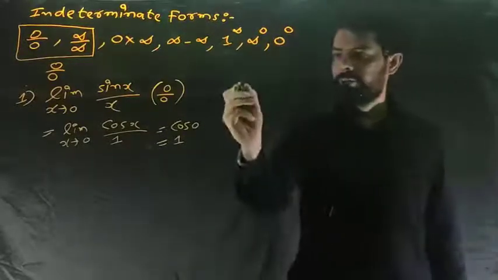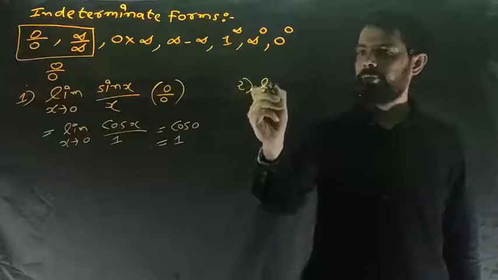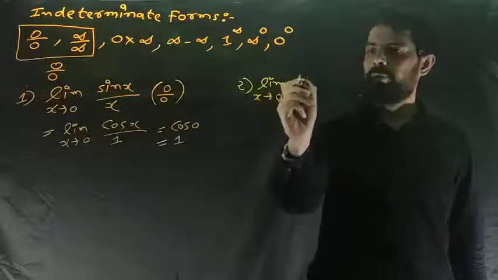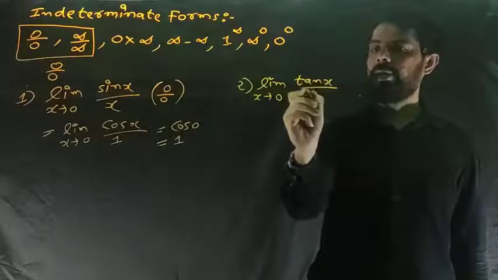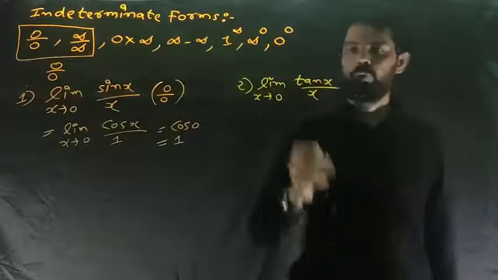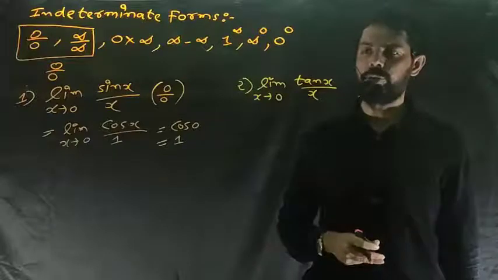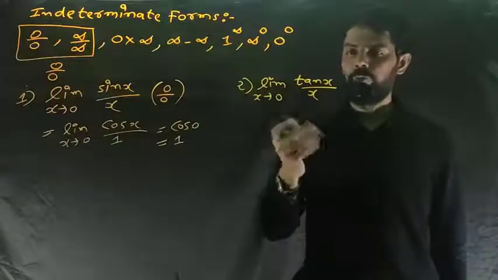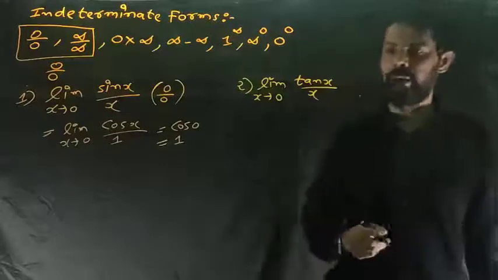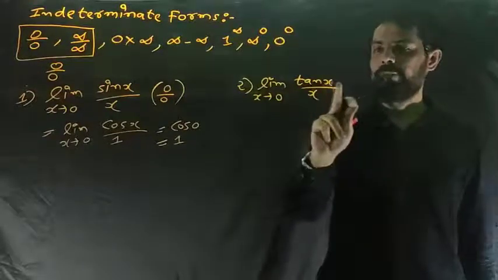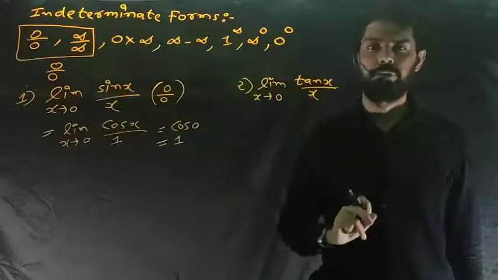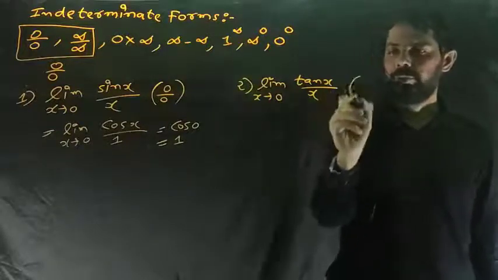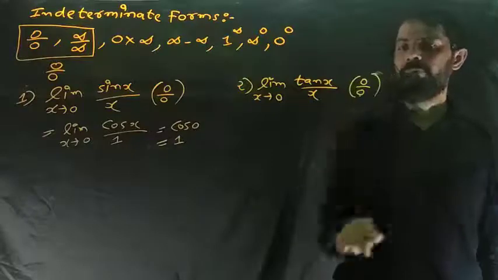Now let us discuss the second result, that is limit x tends to 0 of tan x divided by x. You know that limit theta tends to 0 of tan theta divided by theta is equal to 1. Now we will prove this result using L'Hôpital's Rule. If we replace x by 0, the value of tan 0 is 0, and in the denominator x by 0 is also 0. So it is 0 by 0 form.